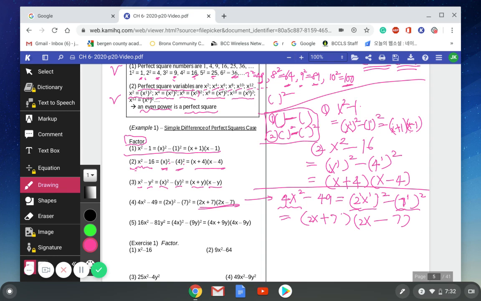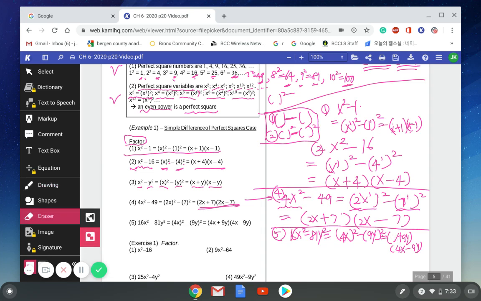Now that was number 4, right? So number 5, when you have 16x squared minus 81y squared, can you make something square minus something square format? Yes, there will be 4x squared with a 9y, individual squares. So that becomes 4x plus 9y times 4x minus 9y. Does this make sense? Okay.